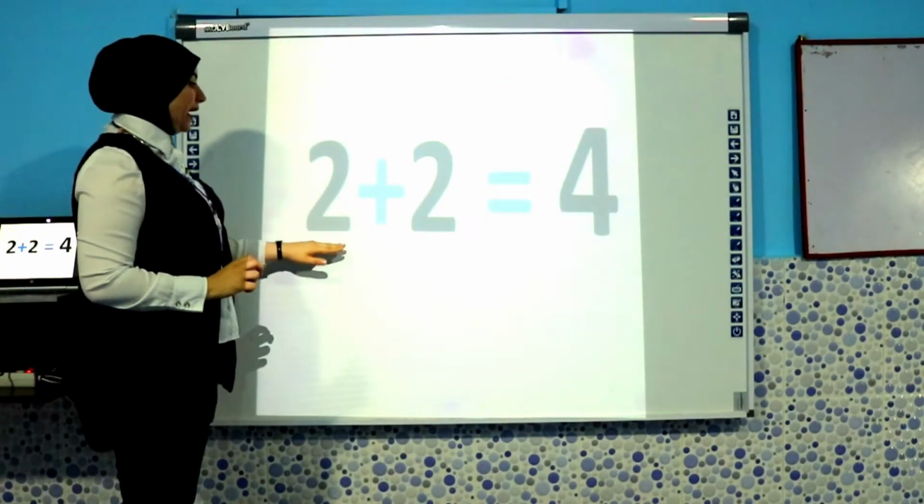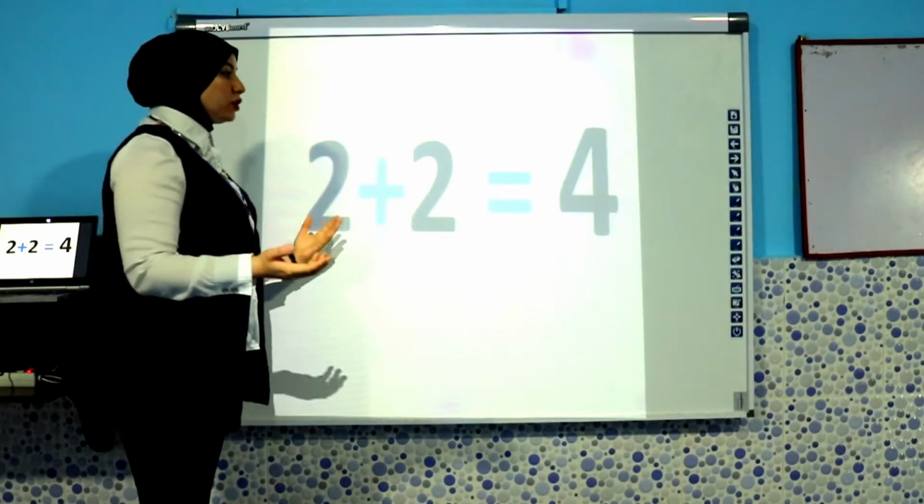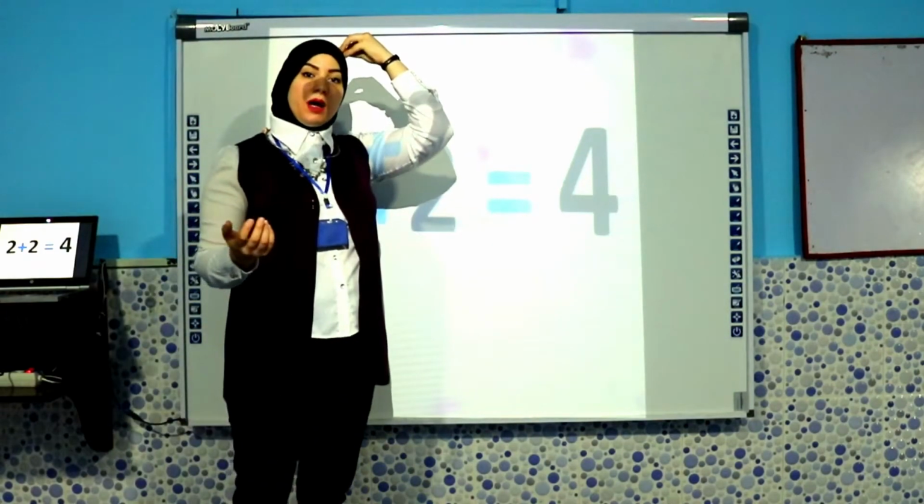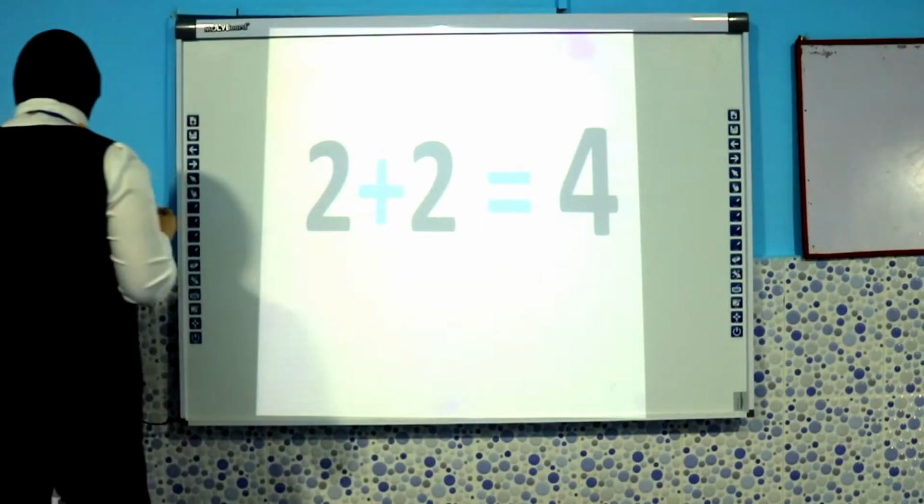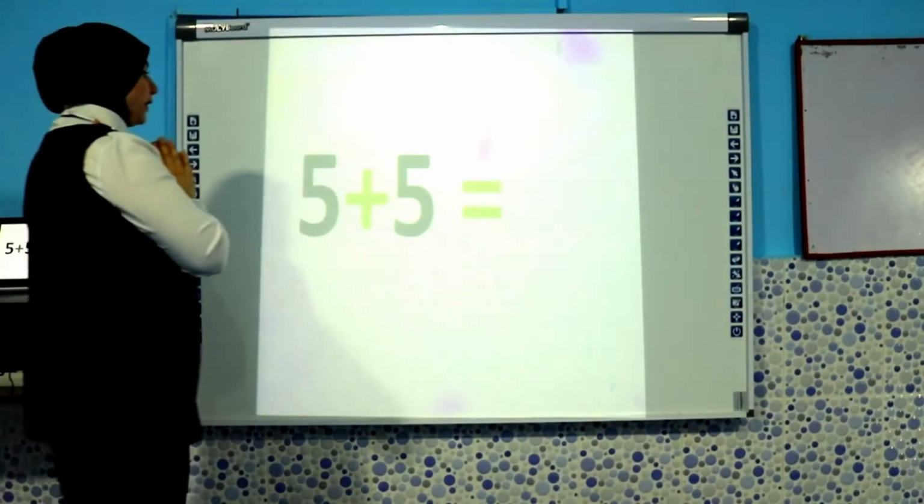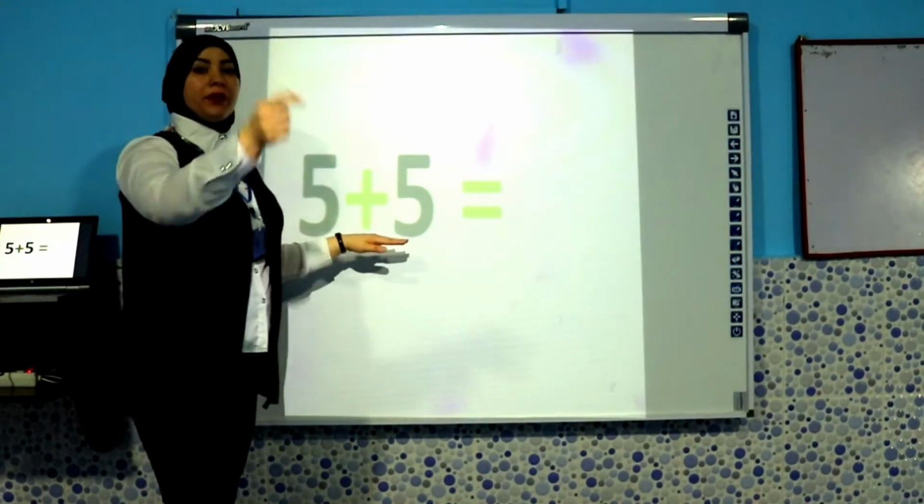So when we have the same number, what am I supposed to do? I put any number in my mind and the other number on my finger and count them. Let's see another equation. Let's see what we have here. Oh, we have the same number again.